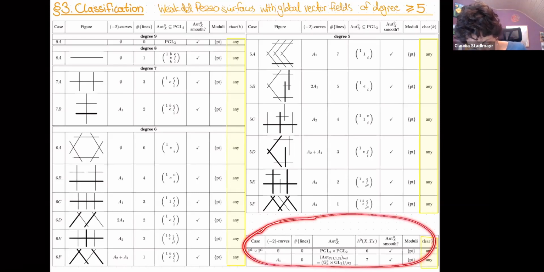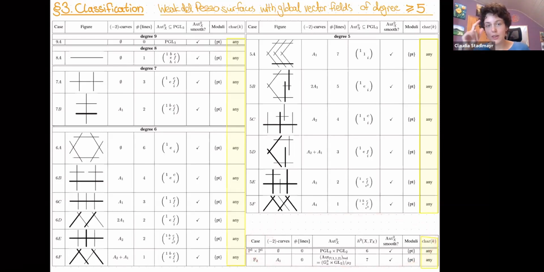And here in this small table, I just wrote down the 2 weak del Pezzo surfaces with global vector fields that are not blow-ups of P2. So P1 times P1 and the second Hirzebruch surface. Okay, so you see in all characteristics these occur.